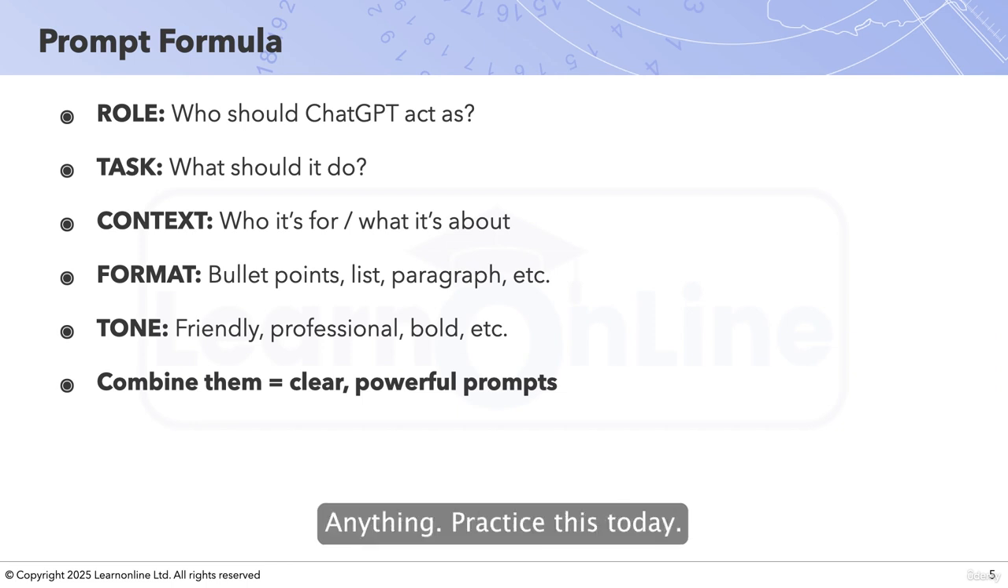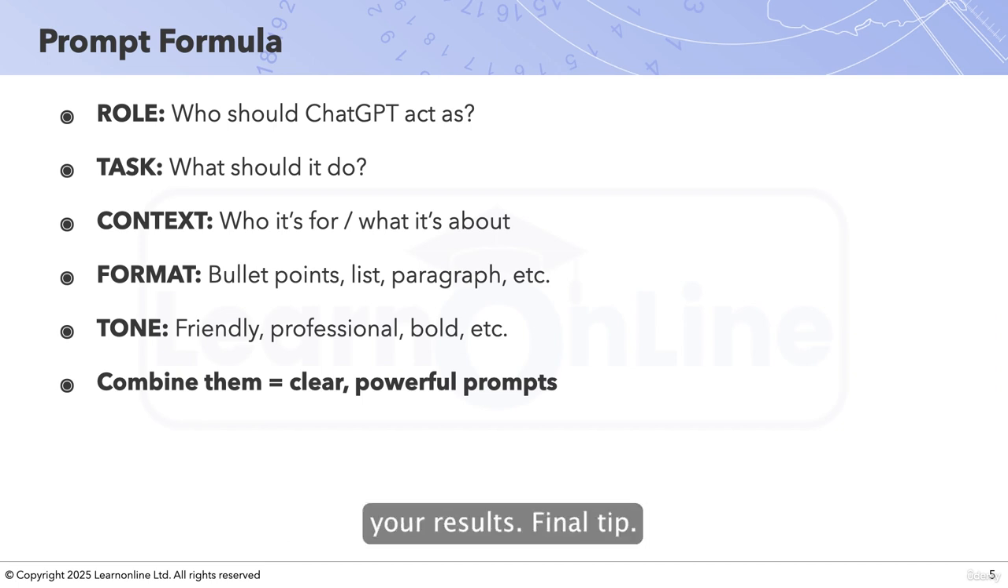Practice this today. Now that you have the formula, here's your challenge. Write your own prompt using all 5 parts. You can follow this outline. Act like [role]. Task. For [context]. Format as [type]. Make it sound [tone]. Even if you leave out 1 or 2 elements, this structure will already level up your results.